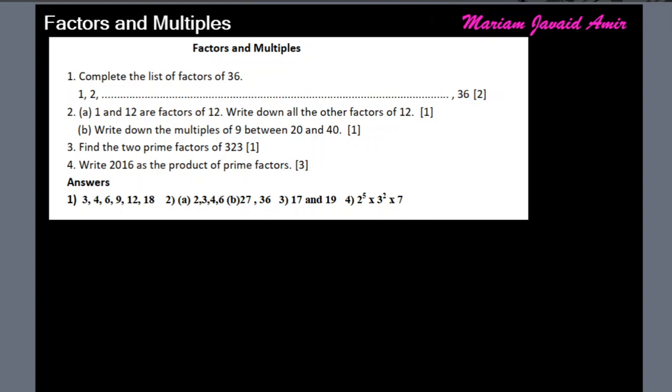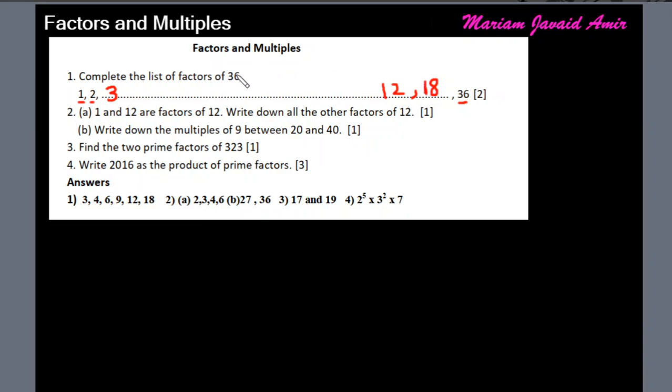Question number 1, complete the list of factors of 36. Factors are the numbers that completely divide 36. We can already see that 1 is a factor of 36 because 1 completely divides 36, and 1 times 36 is 36, so we've written 36 over here as well. Then 2 also completely divides 36, and 2 times 18 is 36, so 18 is also a factor. Then 3 divides 36 and 3 times 12 is 36, so 12 is also a factor of 36.